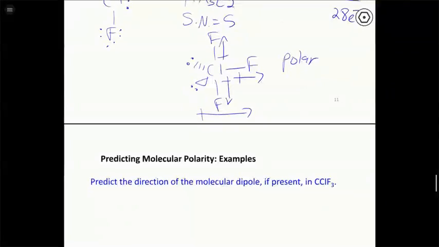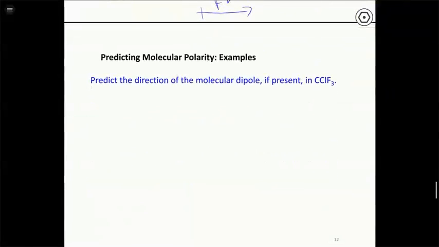We can do one more example together, and then I'll turn you loose with one on your own in a second. So predict the direction of the molecular dipole in CClF3. So this one here, we have to determine the Lewis structure for this. So we have carbon, chlorine, and fluorine now we have to count electrons for. Carbon is group 4, so it has 4 valence electrons.